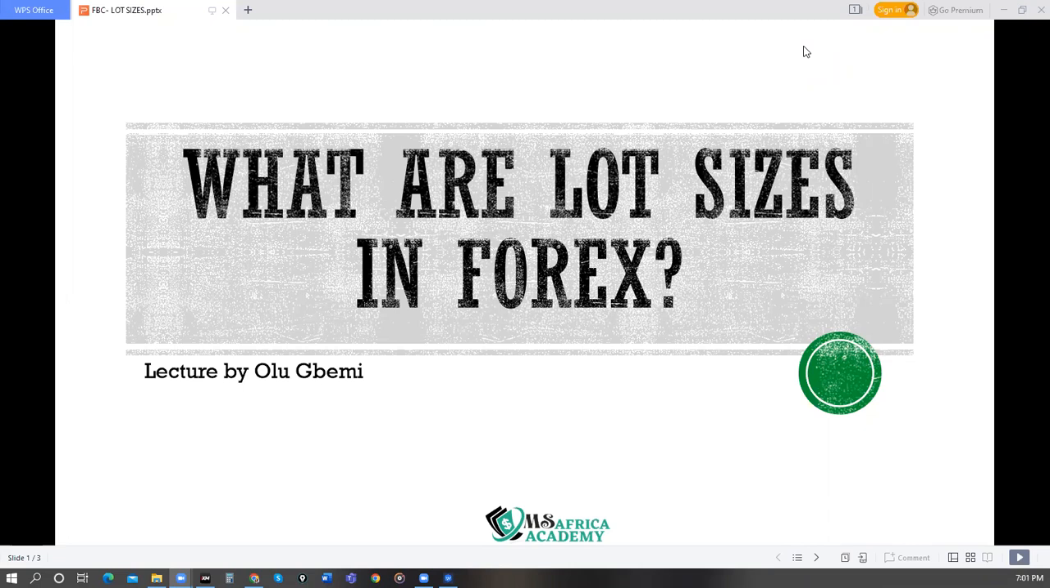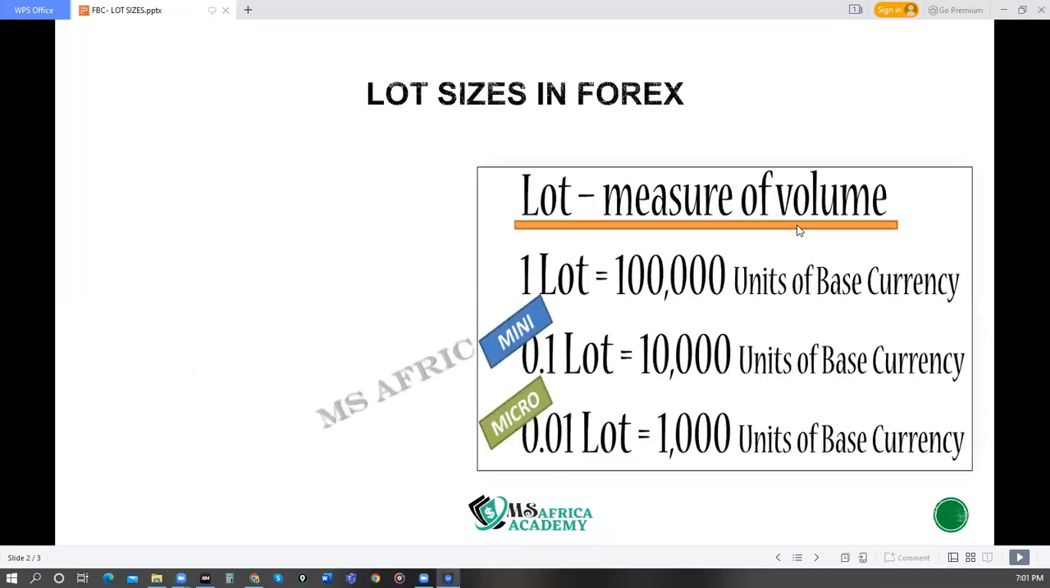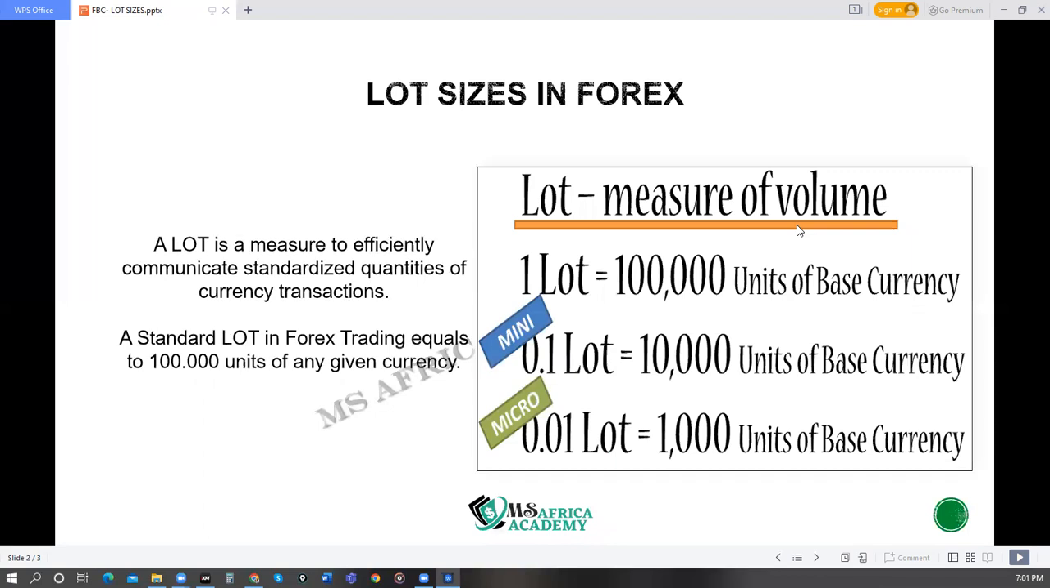because you don't just go to the market and say, I want to buy this. You go to a mall and you want to buy a particular product. You're going to get asked, how many pieces, what quantity do you want? All right. So that's basically what you need to understand when it comes to lot size too. What is lot size? So let's start from there. What is lot size? A lot is a measure to efficiently communicate standardized quantities of currency transactions.